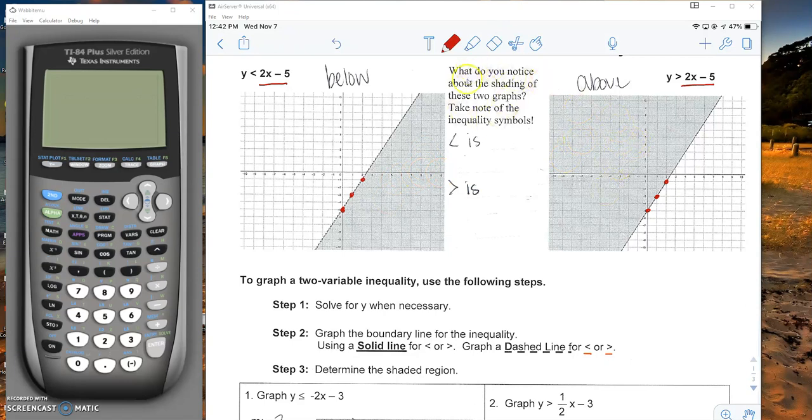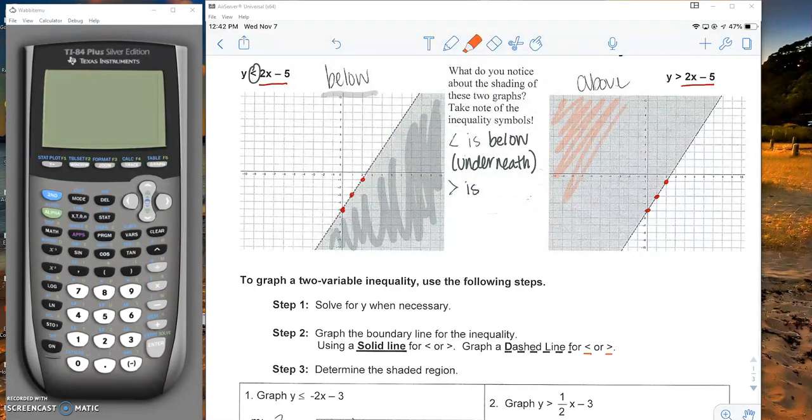So that's what they're asking. What do you notice about the shading of these two graphs? Well, if I look, the shading for this graph is underneath or below the line. And if I look at the symbol, we have a less than sign. So a less than sign shading is below or underneath, whatever word makes more sense to you.